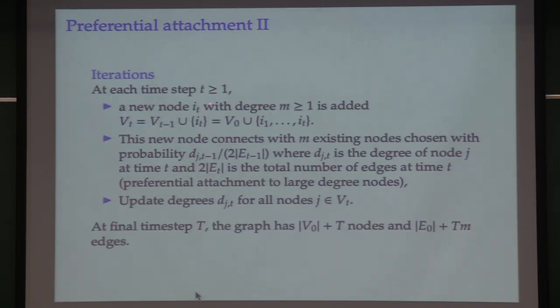At each time step t, you add a new node i_t with a certain degree m, which is a parameter of the model. The set of nodes V at time t is just the set of nodes at the previous time union this new node, so you add one node at each time step. For this new node, you need to put connections between it and the former nodes. It will connect with m existing nodes, because the new node is added with a certain degree m, and m is fixed. You choose those nodes with a probability that depends on their degree at the previous time. The nodes in the current graph that have the largest degree are more likely to get connected to the new arriving node. That's the idea of rich get richer.